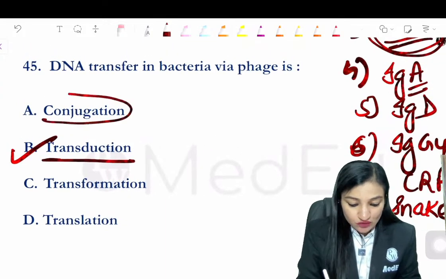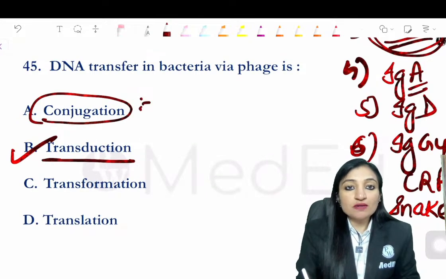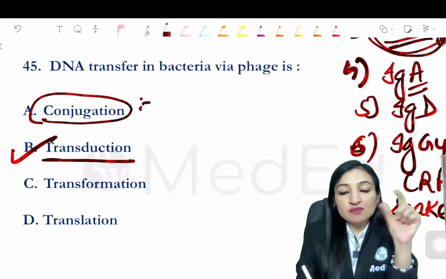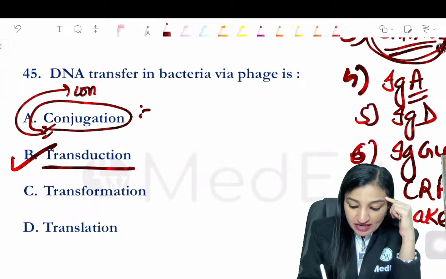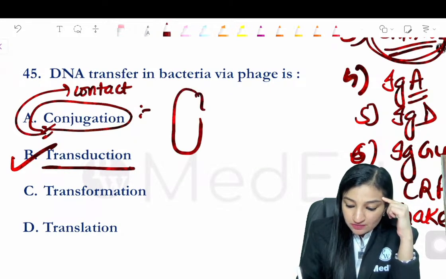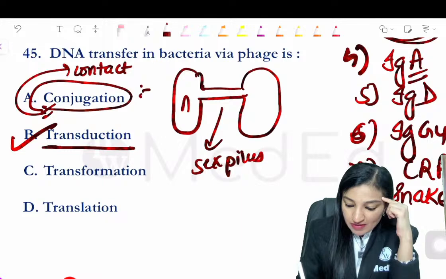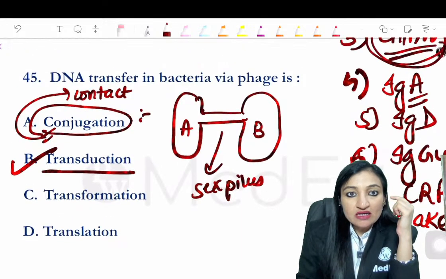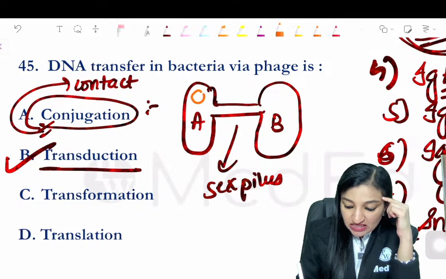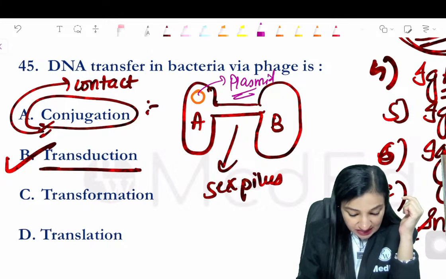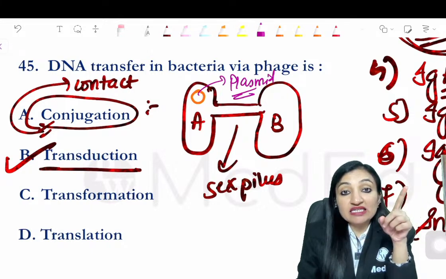Okay. Now, conjugation is what? Conjugation occurs with the help of what? A bridge forms between the two cells. Remember, C for conjugation, C for contact. If this is one bacterium, there's a conjugation tube formed between this bacterium and the other bacterium. This is referred to as the sex pilus. This is bacteria A, bacteria B. And conjugation is mediated by plasmid. This orange circle is plasmid. What is plasmid? Plasmid is extra chromosomal genetic material seen in certain bacteria, not all the bacteria.